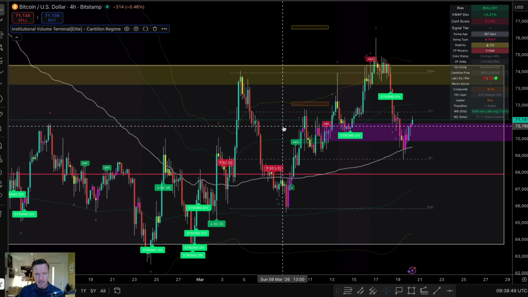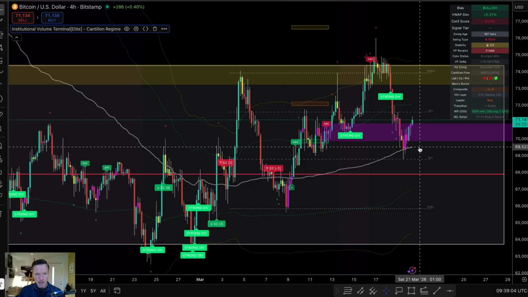But the key level is 70,130. That's the AVWAP floor. If it holds above and the +1 is intact, the digital gold personality is dominant. If it closes below with expanded volume, it means a structural breakdown, and the risk asset personality will take over.